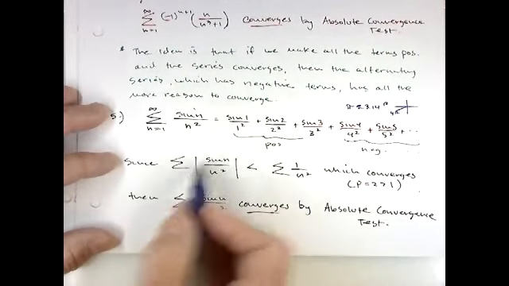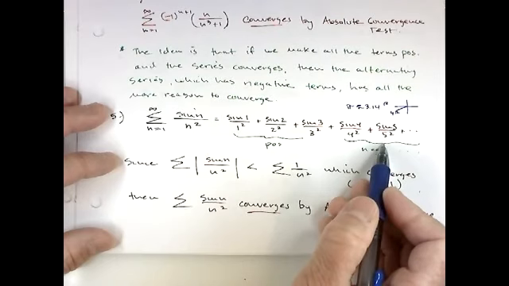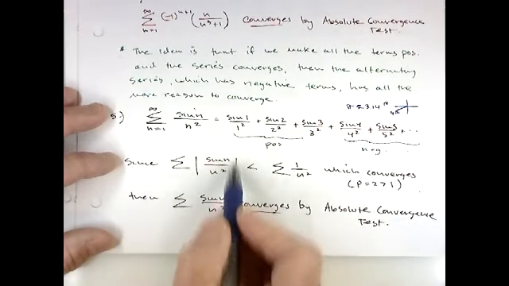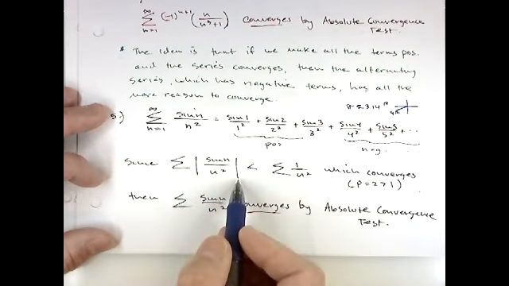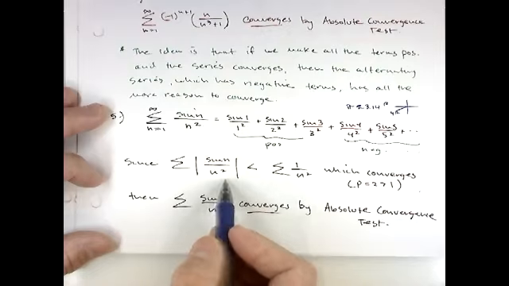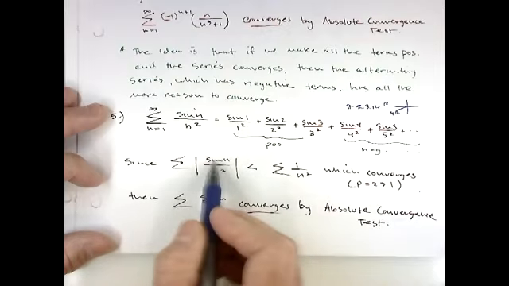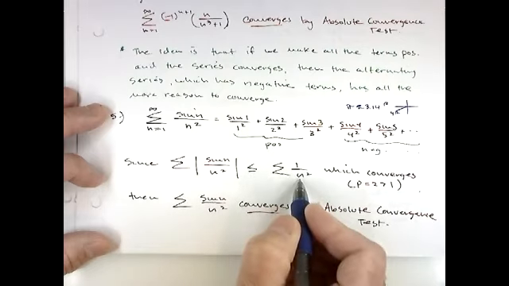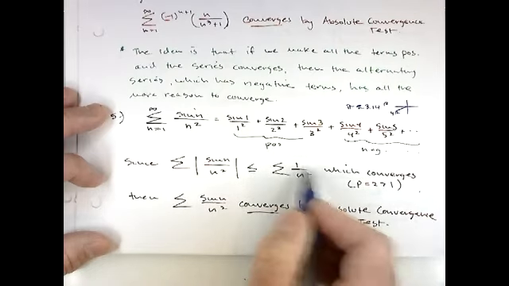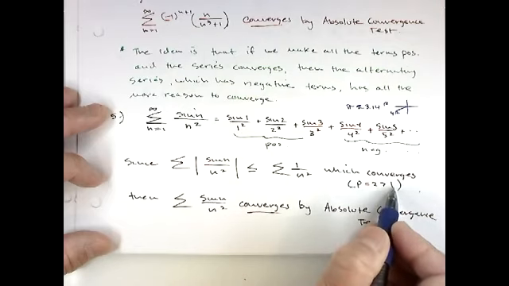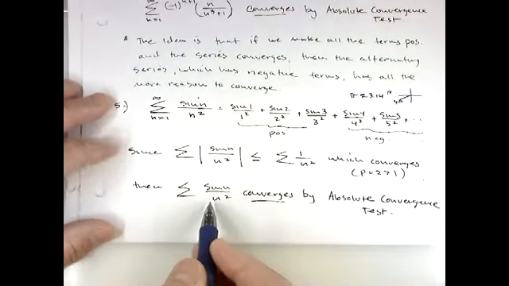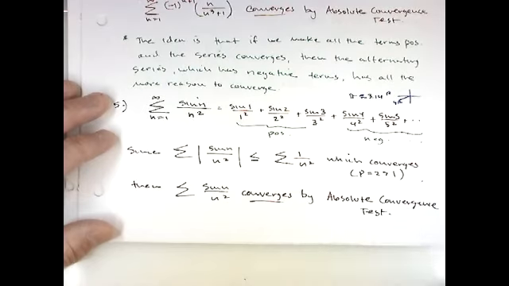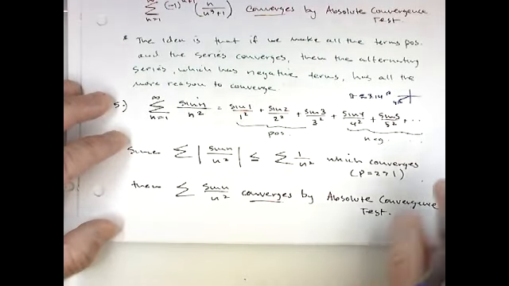But because it does have some negative terms, we can use the absolute convergence test. If I took the absolute value of our series, well, clearly the absolute value of sine of any number is going to be less than or equal to 1 over n squared, which we know is a convergent p-series. So therefore, our series would have to converge by the absolute convergence test.